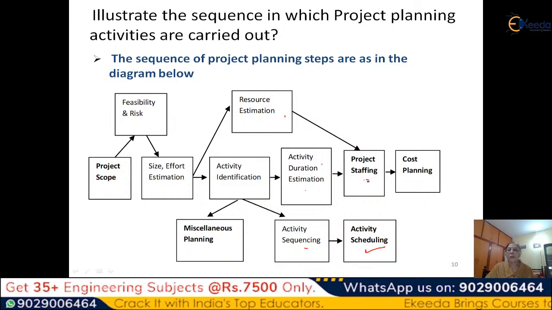Once you have got the project staffing, you can determine the cost. So as you can see, the size was our first, then we went to effort, and then we went to all these things. And once this staffing, cost, and schedule is established, then from the identification of the activity, the effort, the size and the scope, we can come to our other plans.